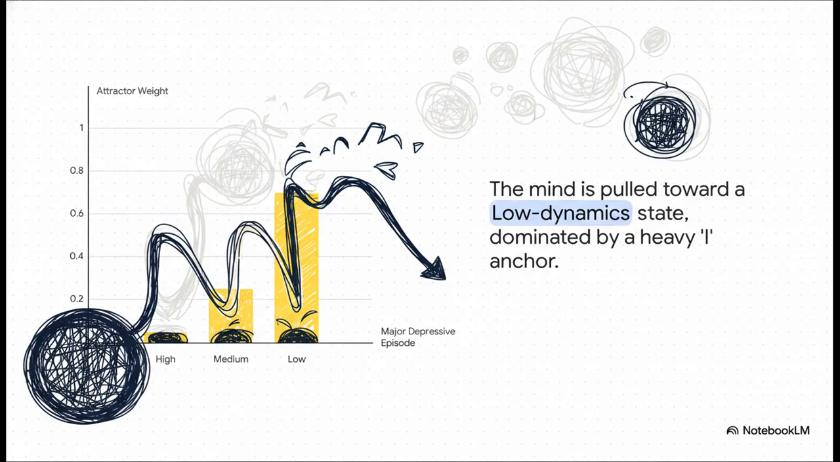Let's look at a real example. Just look at this graph for a major depressive episode. See that giant bar? That's the massive gravitational pull towards the low dynamic state. The mind gets dominated by that heavy I anchor, the object, which leads to all that rumination, while the ability to create new stories or see any kind of bigger picture is just gone.